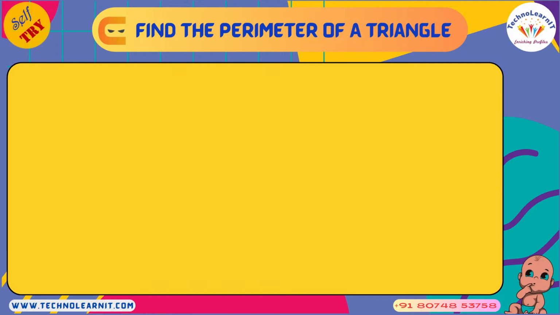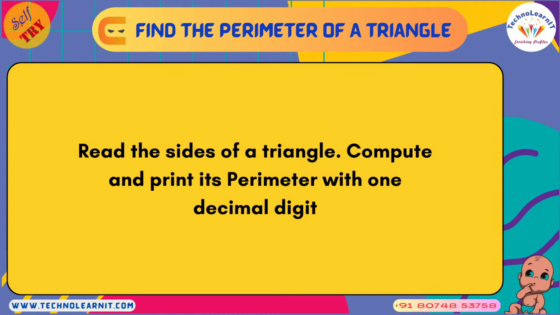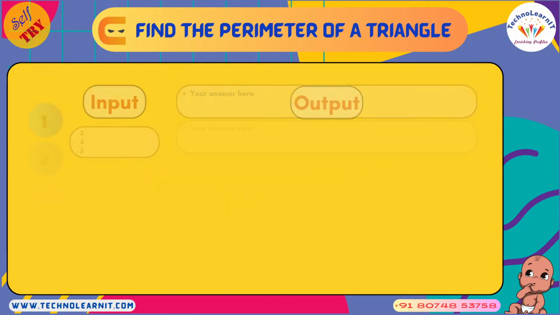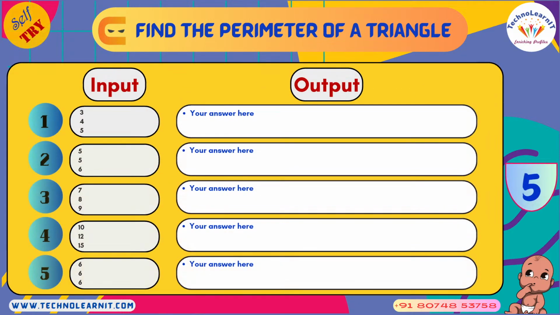The next one is to find the perimeter of a triangle. Quite simple. Again, read the sides of a triangle, compute and print its perimeter with one decimal digit. Here are a couple of examples, and any triangle will have three sides. So perimeter is nothing but the sum of the measures of the sides. In the first example, you are going to read three inputs, 3, 4, and 5, and the sum of them. 3 plus 4 is 7, 7 plus 5 is 12.